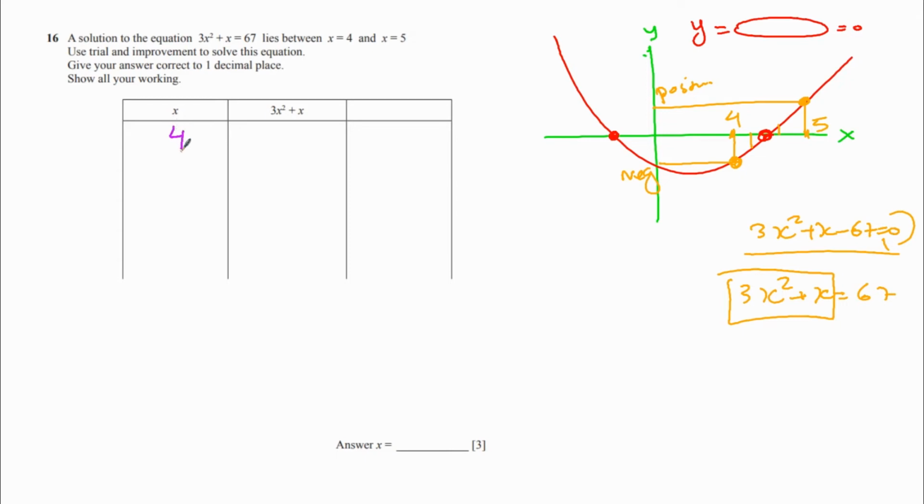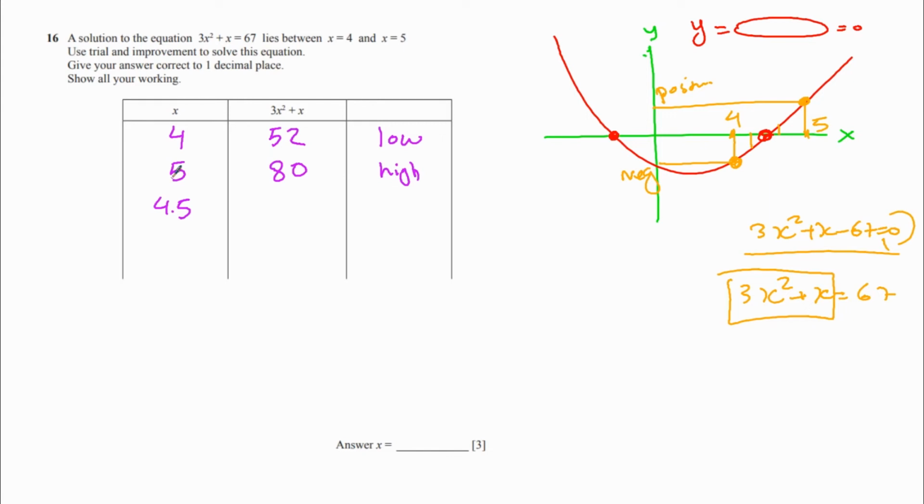So I start with x equals 4 and find out what 3x squared plus x is. x squared would be 16, times 3 is 48, plus 4 is 52. And if I look at x equals 5, I get 5 squared is 25, times 3 is 75, plus 5 is 80. As you can see, 67 is between 52 and 80. So we need to find a number between 4 and 5 which brings us as close as possible to 67, correct to 1 decimal place. So the next try that I want to do is 4.5, halfway between 4 and 5.